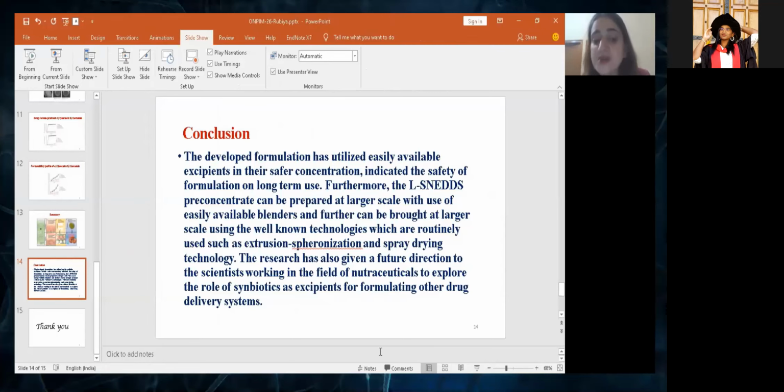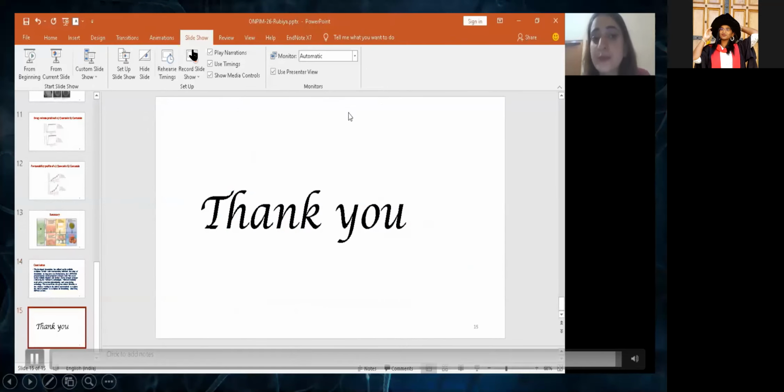which are commonly used. Now, this research has also given a future direction to the scientists working in the field of nutraceuticals to explore the role of symbiotics as excipients for formulating other drug delivery systems. Thank you.